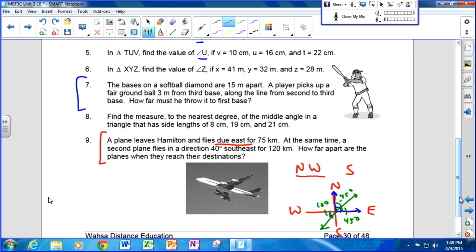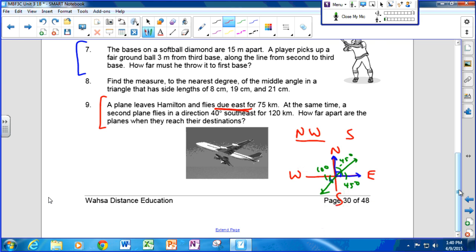Question 9: plane flies due east. I actually drew the little compass heading here. What they're saying is that if you put the directions of the compass on a Cartesian plane, an XY plane, then due east is going to be straight along the x-axis here. Second plane flies 40 degrees southeast, right?